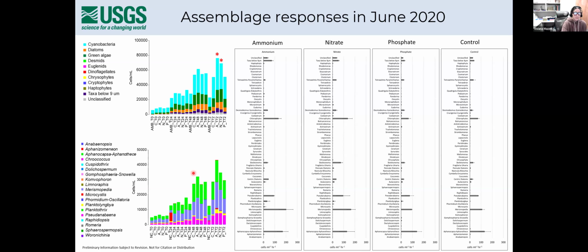We didn't see any significant shifts in assemblage structure in response to the treatments. So the taxa that were already dominant at the beginning were the main contributors to that increased total biomass that we saw with the nitrate and the ammonium treatments. And we also measured the net rate of population increase for the 4 treatments, which further confirmed that no significant shifts in assemblage structure occurred.